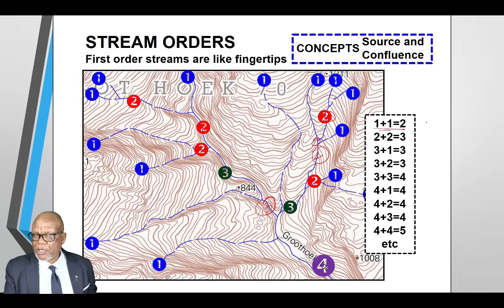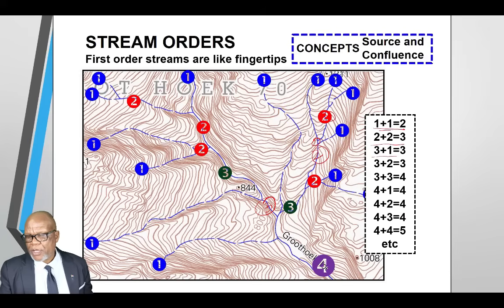So for stream order, if it's 1 and 1, they graduate to 2, and 2 and 2 go to 3. 3 and 1 remains at the highest order. 3 and 2 remains at the highest order, which is 3. 3 and 3 moves to the next level, which is 4. Then 4 and 3 remains at 4, and 4 and 4 goes to 5. 4 and 5 remains at 5, and 5 and 5 moves to 6. So it remains at the highest order, but if they are of the same order, they move to the next level.